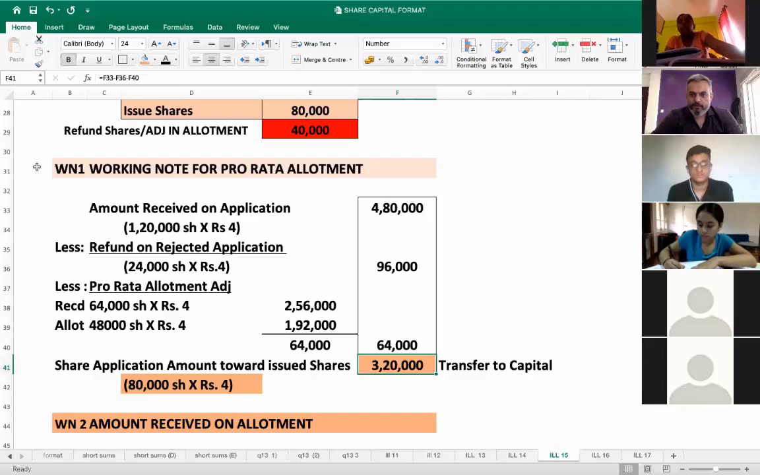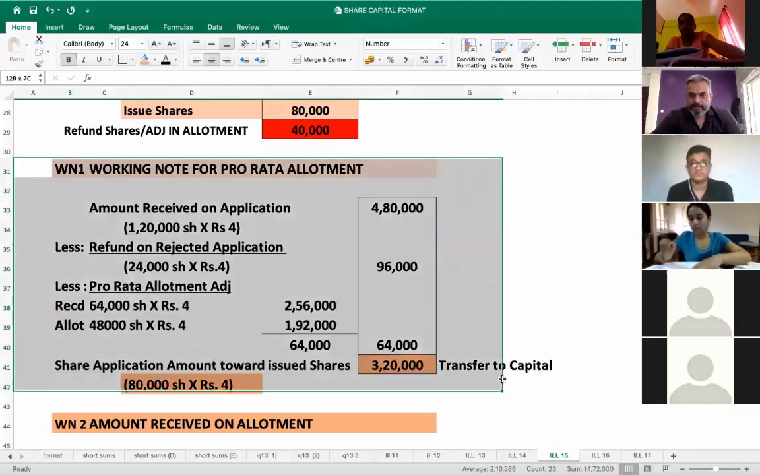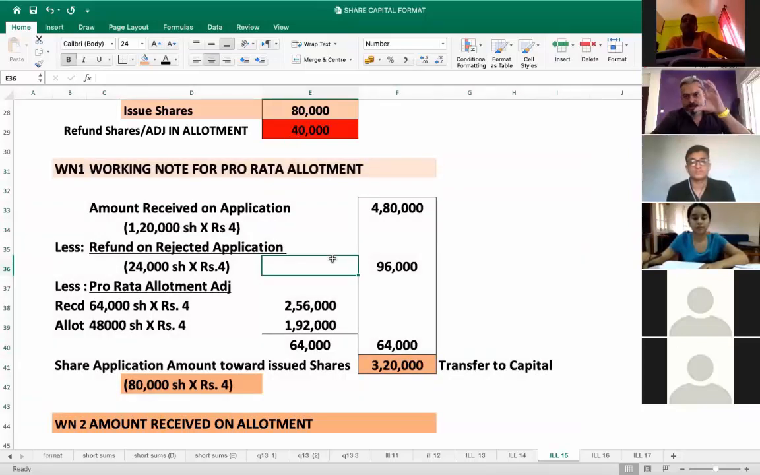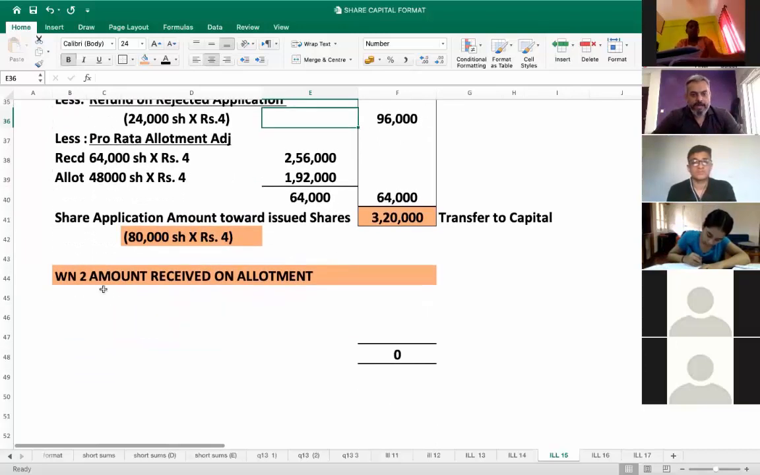Understood this, all of you? Should I proceed? Okay. Now let's go to the next working. Now this is done, working at the time of application. Now, what happens at the time of allotment?